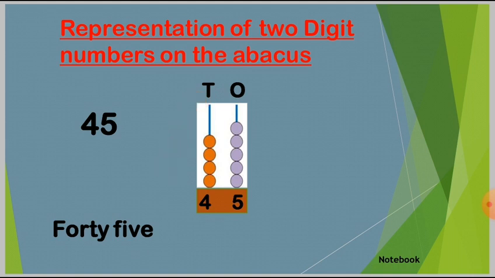Okay. So here the number given is 45. We know in the number 45 there are 4 10s and 5 1s, isn't it? So we can draw 4 beads on the 10's spike and 5 beads on the 1's spike. Got it children? Okay. And what is the number name? Forty-five. Got it? Okay.